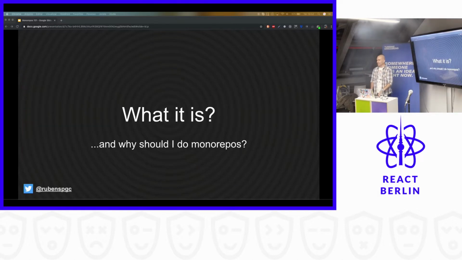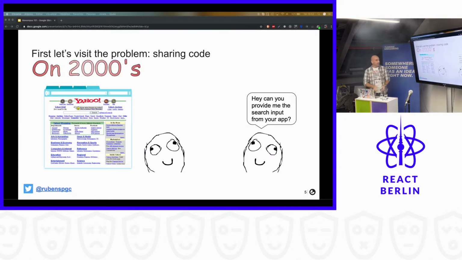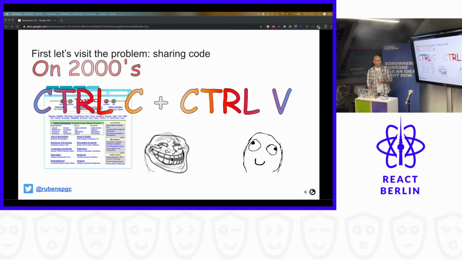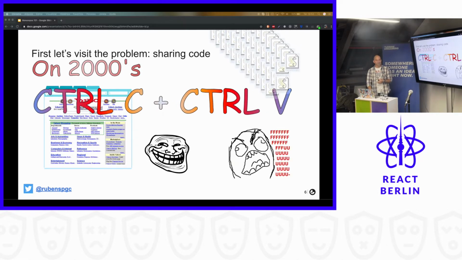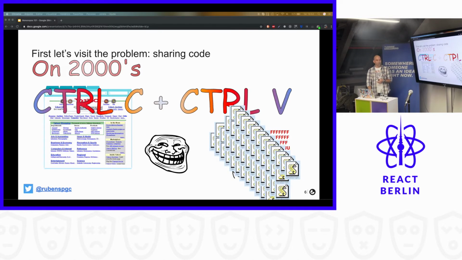Okay, let's get started. What is this, and why should I use monorepos? So, going back to the early 2000s, we had a big site, several teams, and we wanted to share some parts of logic, components, etc. It was really hard to do. So basically, that's how it happened. Very 2000s, right? Boom.